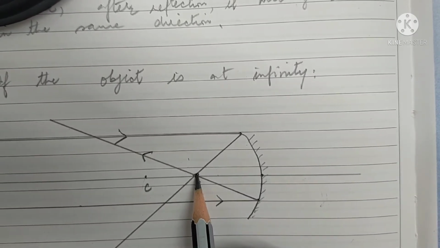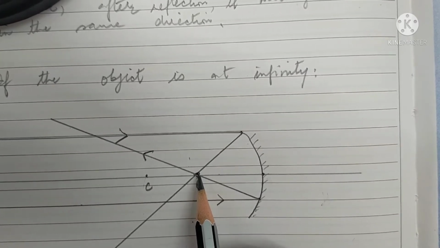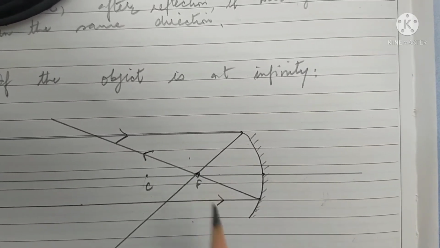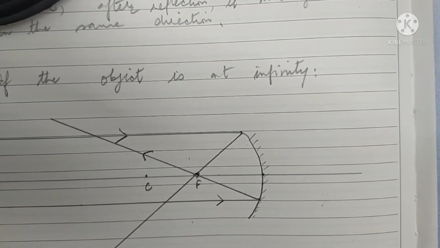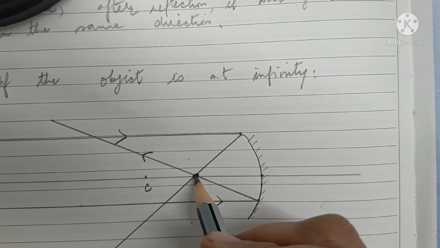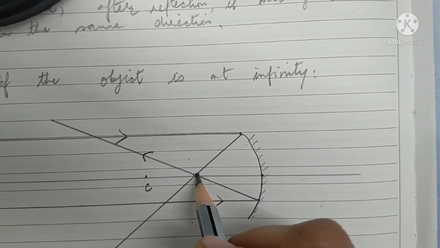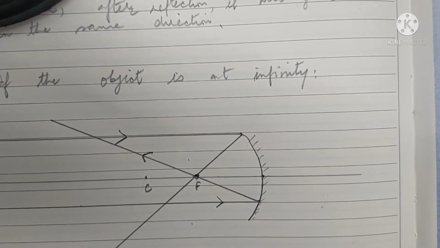So that means if the object is at infinity, the image is going to be very, very small, just like a dot, and it's going to be at the focus. So this is my first description of the image formed when the object is at infinity. The object is at infinity, the image will be real, but it will be very, very diminished in size, very small in size. Now let's consider the second case.